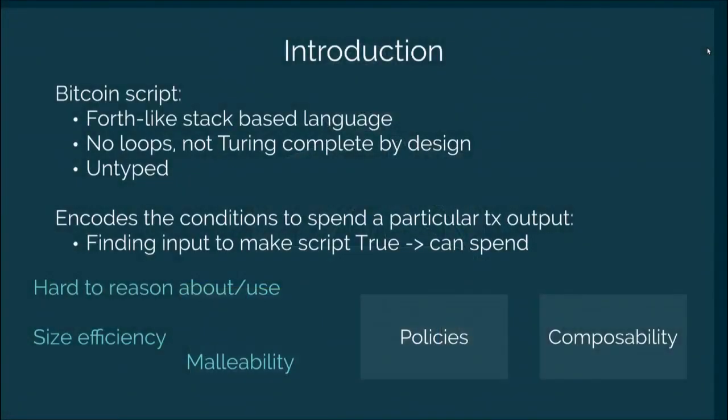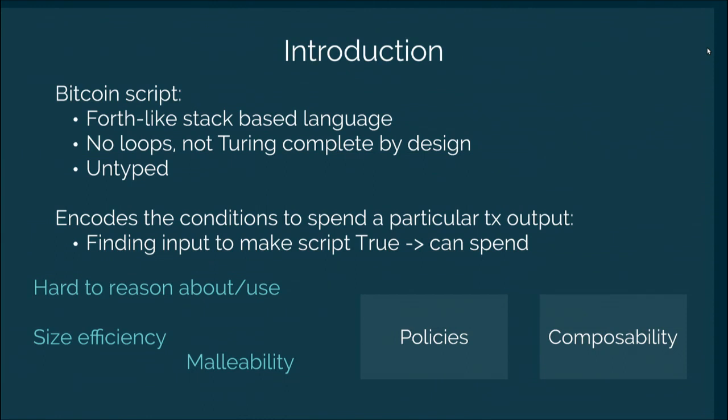So, introduction. At a very high level, Bitcoin script is a Forth-like stack-based language with no loops and is not Turing-complete by design, and it is untyped. Bitcoin uses a UTXO model, so UTXO stands for unspent transaction output, which is a conceptually very simple model to reason about. We simply have outputs or coins. Every coin is associated with a script.